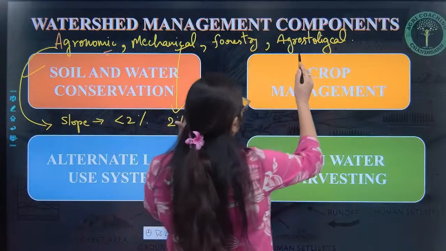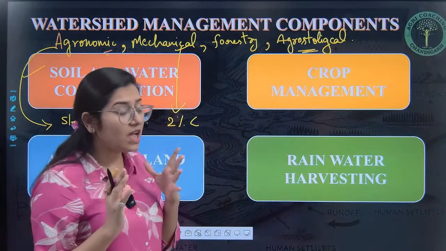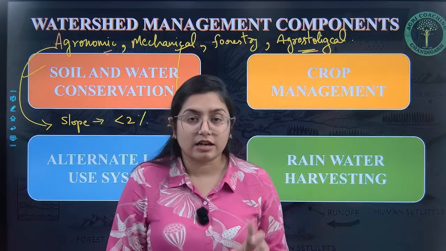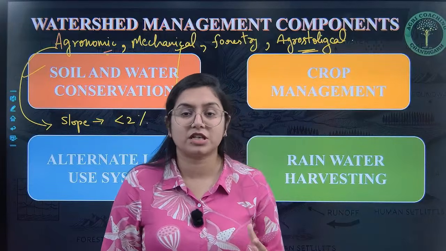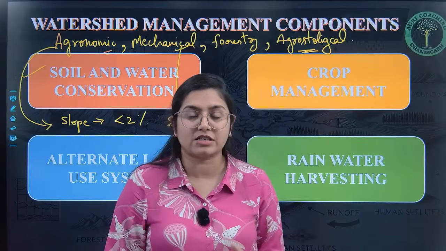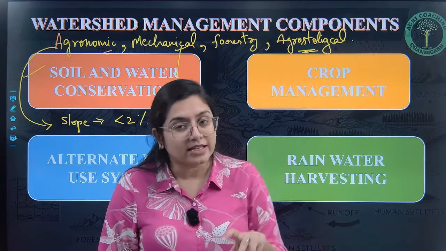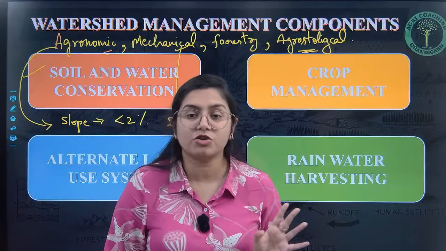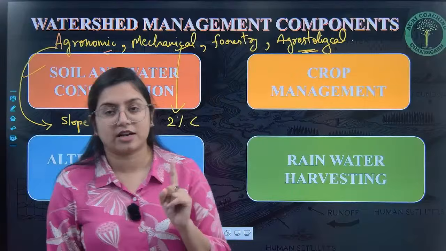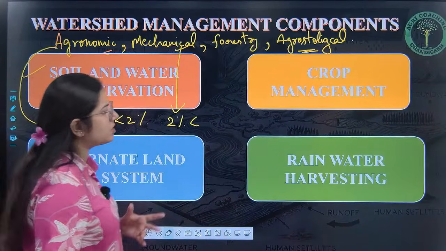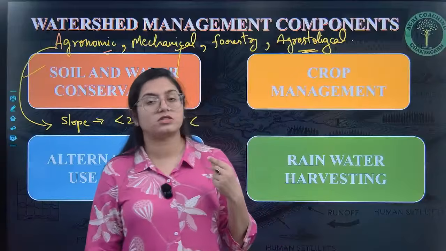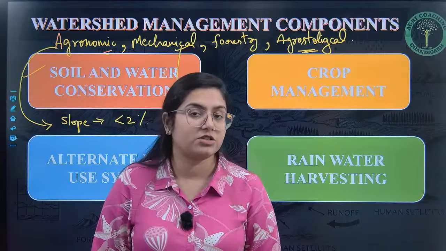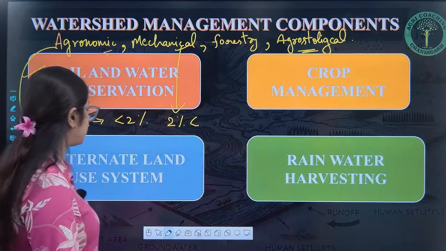Then next we have the agrostological measures. Agrostological measures include the grasses. The grasses serve as natural vegetative barriers, hence reducing the runoff, stopping the soil erosion and thus saving our soil and water. Next, crop management means we should choose the right crop and opt for crop rotations. We should efficiently manage our crop production.